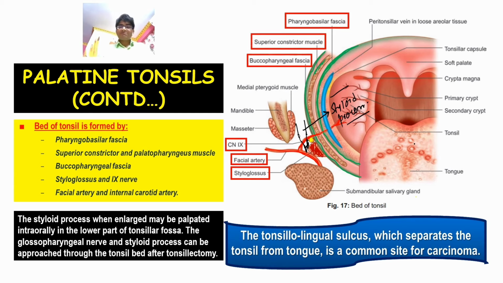So it is palpated bimanually. One finger should be placed on the outer side and the other finger is to be placed on the inner side, and the inner finger should be placed in the lower part of the tonsillar fossa only, and the styloid process, if enlarged, can be palpated bimanually by this process.